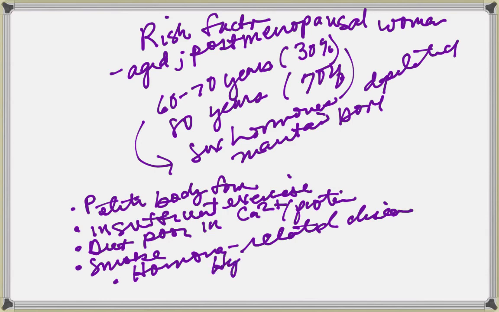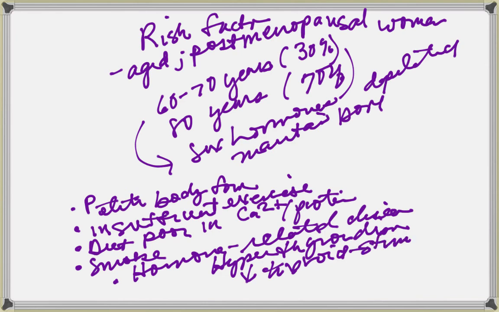So, hyperthyroidism is associated with osteoporosis. Low levels of thyroid-stimulating hormone. Or diabetes.